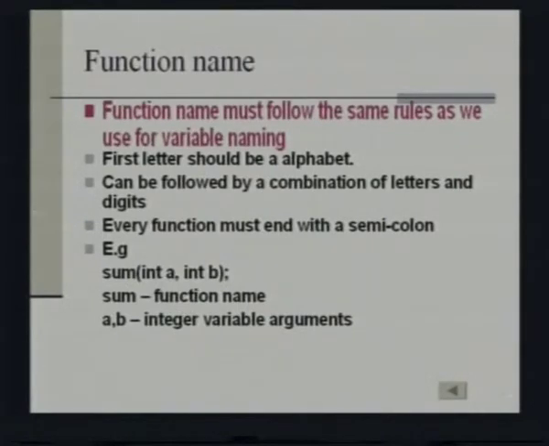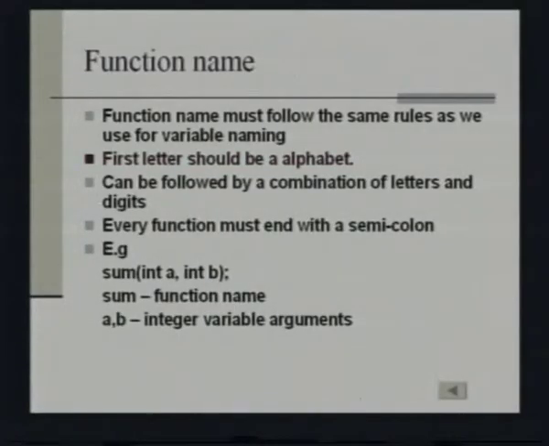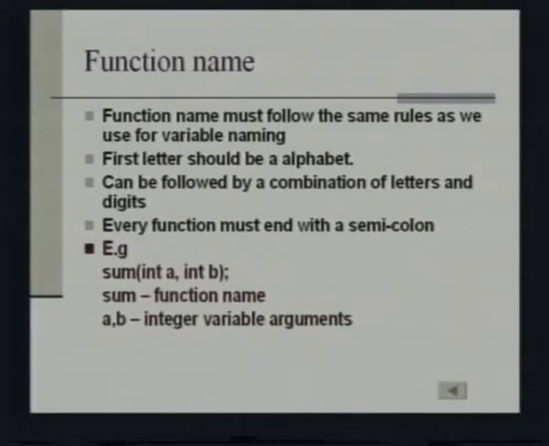For variables we know they can be a combination of letters or digits, but the first letter should be an alphabet. It can be in lower or upper case, and after the first letter it can be letters or digits. Every function declaration must end with a semicolon, like we see in this example: sum(int a, int b); Sum is the name of the function. Int a and int b are the integer variables or arguments. So this is how a function name should be declared.